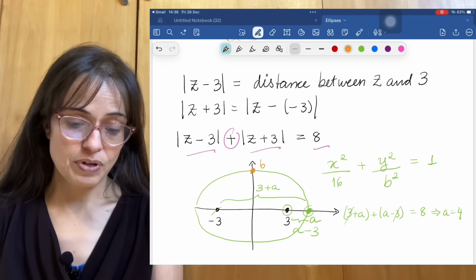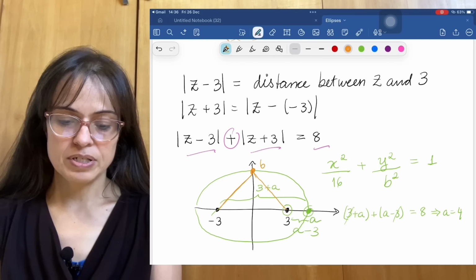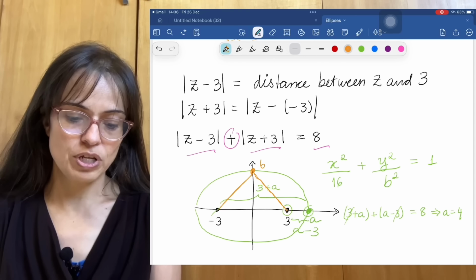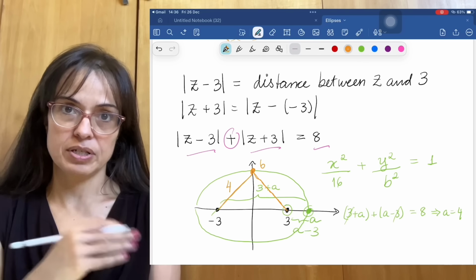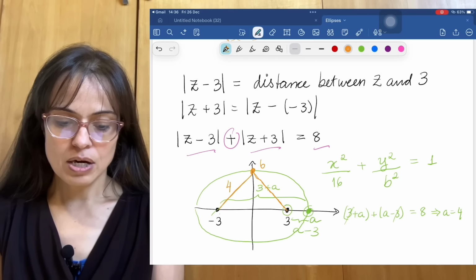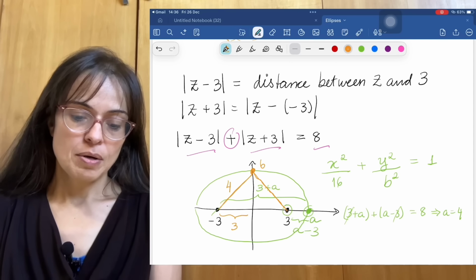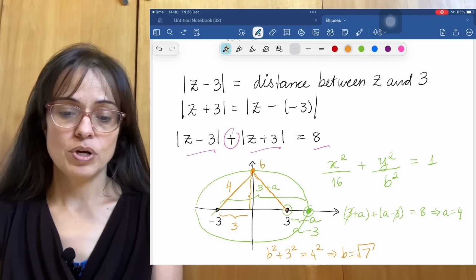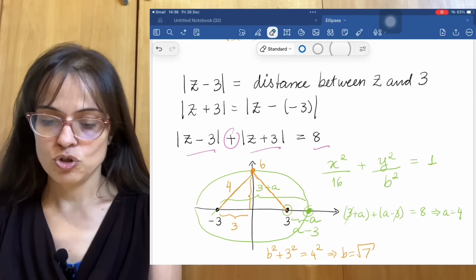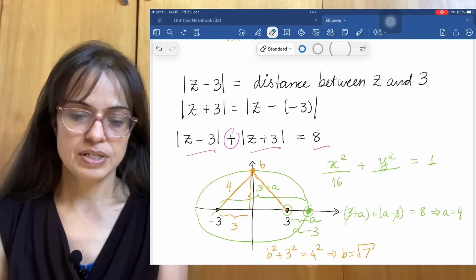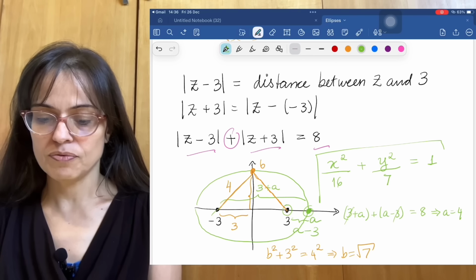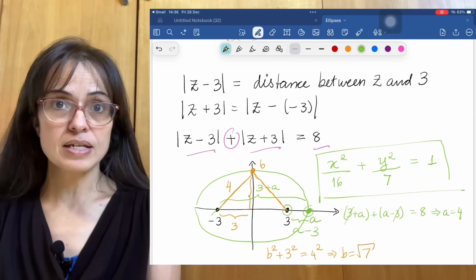Now let's try to find b. This one plus this one is the whole 8. It's the length of the string. So each one of them is 4 because that is symmetry. This is 3. Pythagoras is going to give us the other one. B is the square root of 7, which means that b squared is 7. And that is the locus of the thing that the question was asking for.